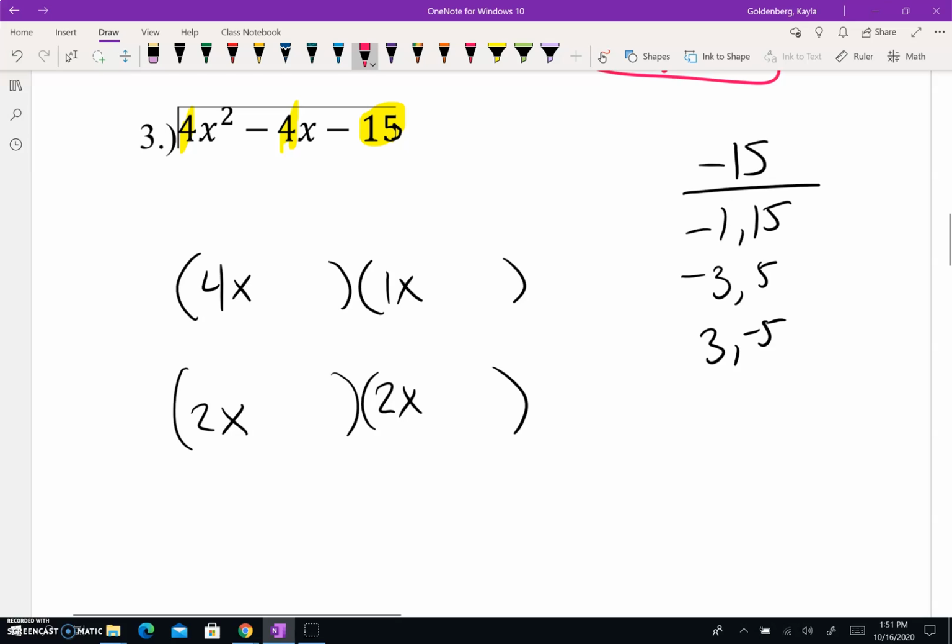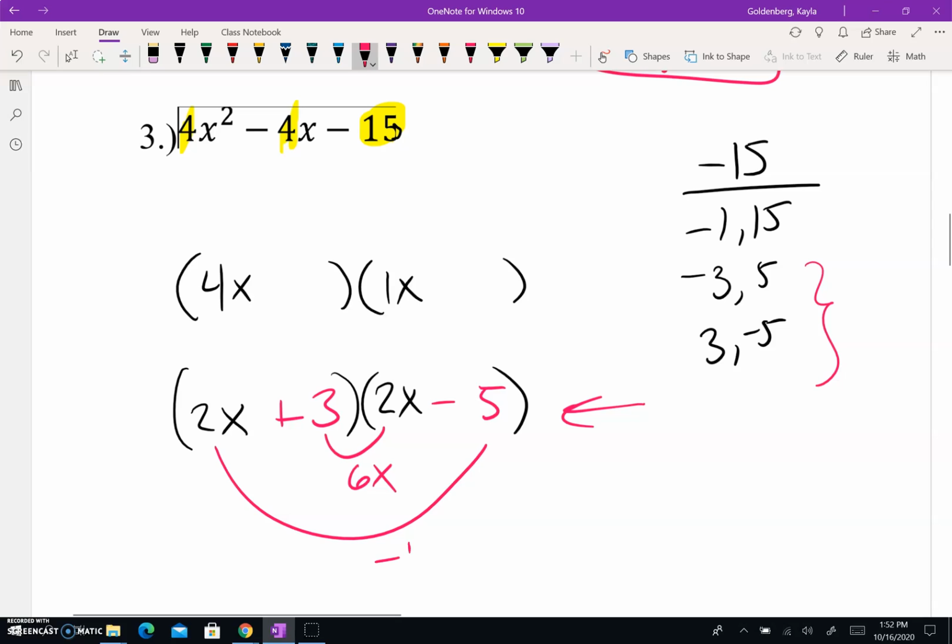So if I need something to combine to be a negative 4, that means they can't be super huge compared to each other, right? So I'm going to start with these guys. I'm also going to start with the 2s because I'm thinking if I do something times a 4, it's going to get too big. So let's start with this and see if we can get it correct. If I put a 3 and a 5, right, I'm going to make one of them positive, one negative. That would make 6x. This would make negative 10x. Nice.